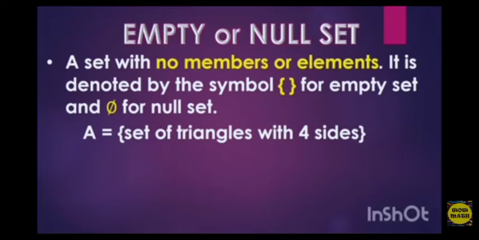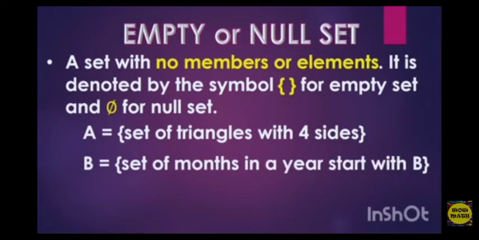Another one, we have an empty or null set. When we say null set, it is a set with no members or elements, and that is denoted by the symbol empty bracket for the empty set, and this one for the null set. Set A is a set of triangles with 4 sides. Knowing that a triangle has only 3 sides, we cannot name triangles with 4 sides.